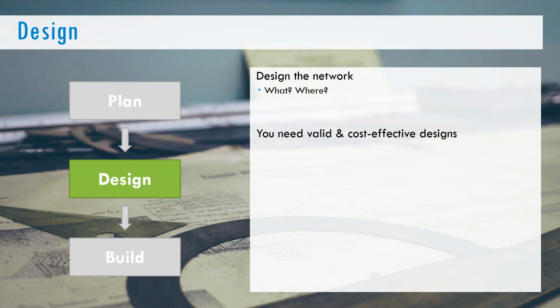So you need valid designs based on the design guidelines you have set out, the network architecture that is specified, but also cost-effective designs. Like I said, deploying a fiber network is expensive, trenching is expensive, so you want your routing to be as efficient as possible to keep those costs under control.